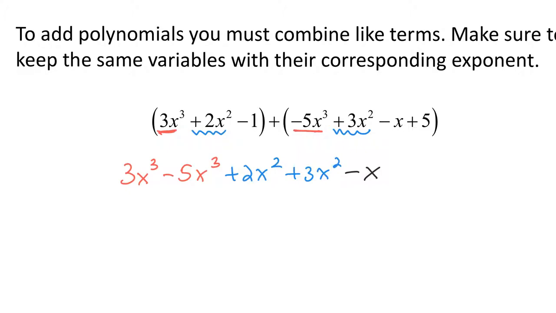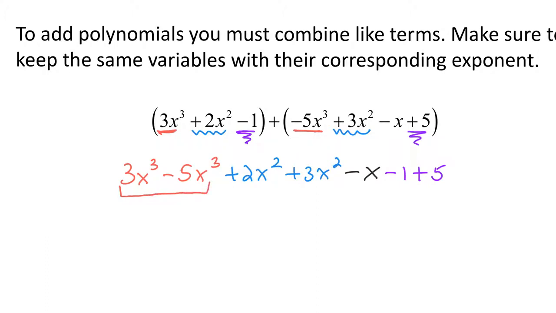And the last one is the constant. I do have a constant, a minus 1 here, plus a positive 5 over here. So minus 1 plus a 5. I don't put a plus two times. I just put a plus 5. So now let's go ahead and combine like terms. Right here, you have a 3x cubed minus a 5x cubed.